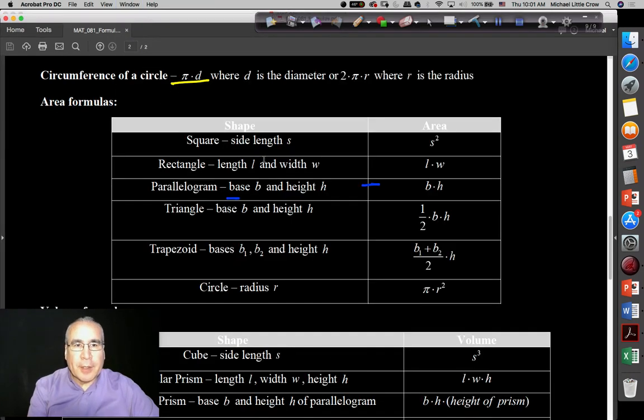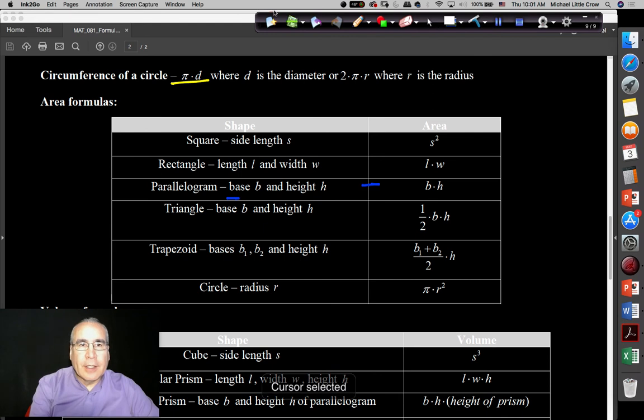So we go to the formulas. We're looking for area formulas. And the one we're going to look at is trapezoids, right here. So trapezoids is base 1 plus base 2 divided by 2 times its height. Okay, so we'll go back to our question.